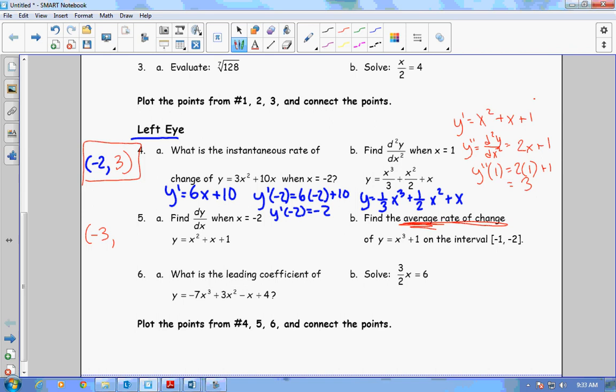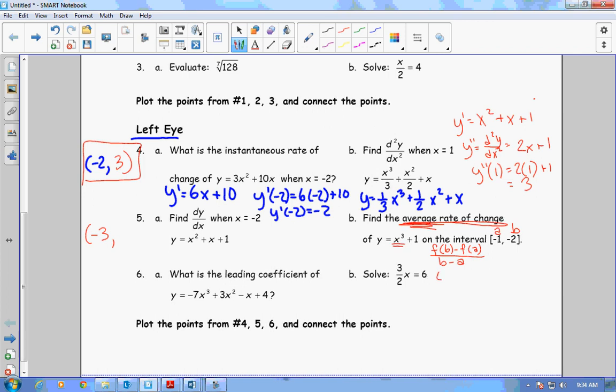The slope. f of b minus f of a over b minus a. And it gives you b and a. a is negative 1, b is negative 2. So f of b means we're going to plug in negative 2 cubed plus 1, minus everything from f of a.